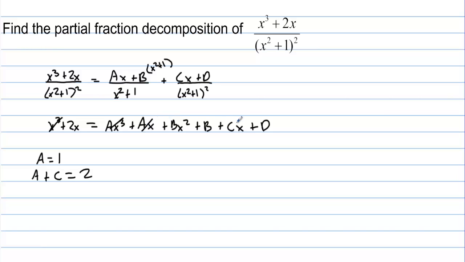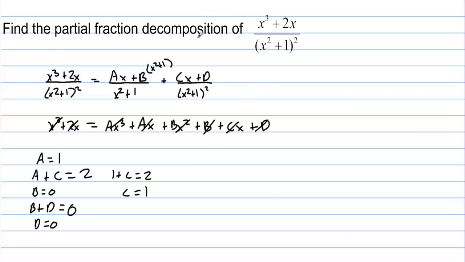A plus c equals 2. And then we also have bx squared, but now b is equal to 0, because we don't have an x squared to the left here. And b plus d has to be equal to 0 also. Well, if b is 0, then d has to be 0. So a is 1. We have 1 plus c equals 2, so c must be 1.